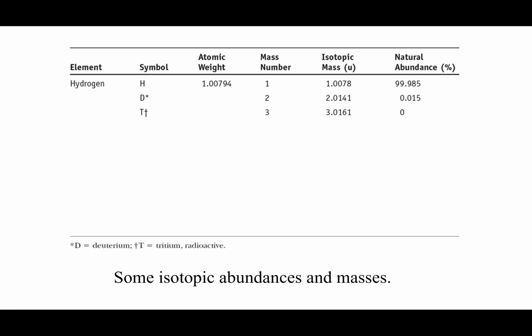Most hydrogens are like that. They have no neutrons. Deuterium has 1 neutron. How many neutrons does tritium have? 2, exactly. Now I've got some little asterisks down here. I think they're just not very common. How uncommon are they? Here you go.